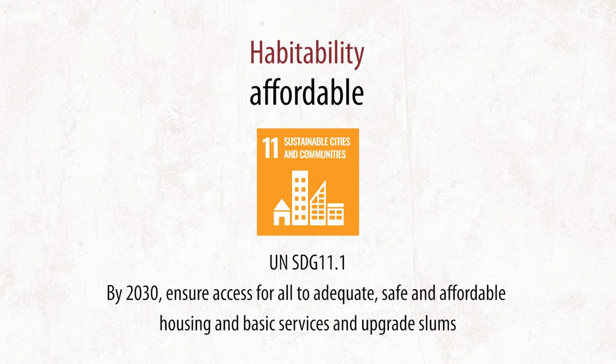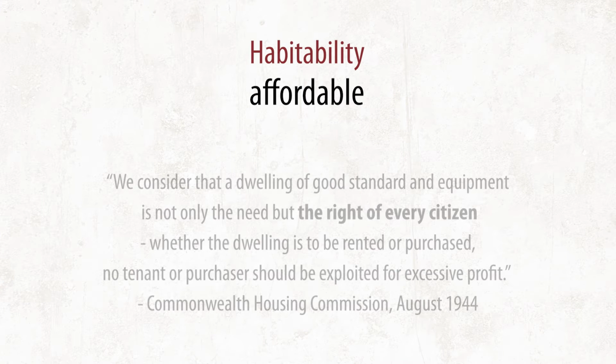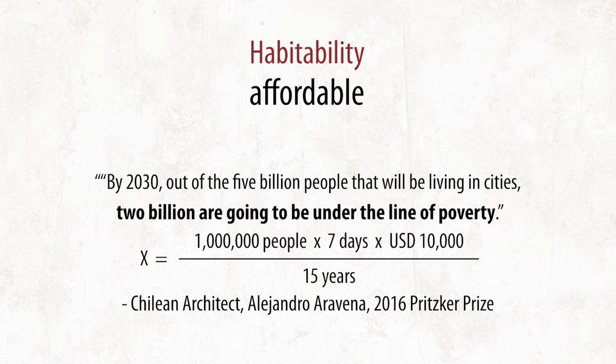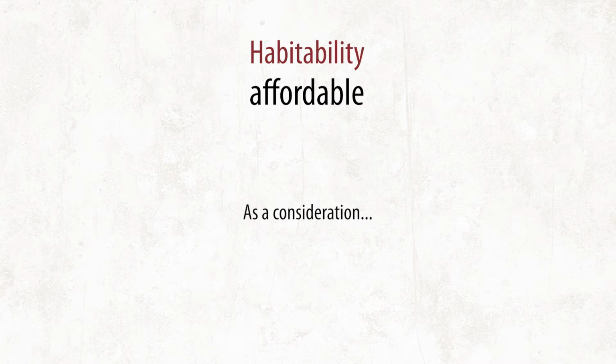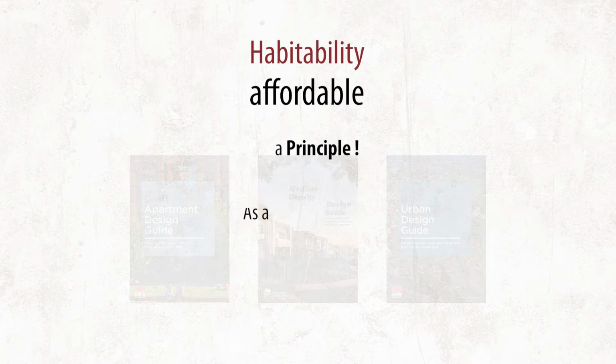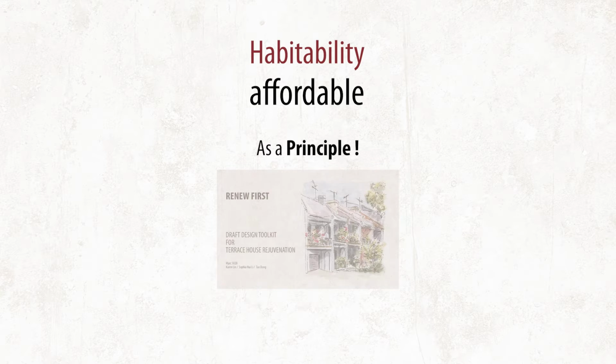Affordable housing for all is one of the key targets in SDG 11. In Australia, it has even been reckoned as a right for every citizen. However, the cruel reality is they are not enough. Therefore, instead of listing it as a consideration in the current New South Wales guidelines, we need to promote it as a principle in our new toolkits.